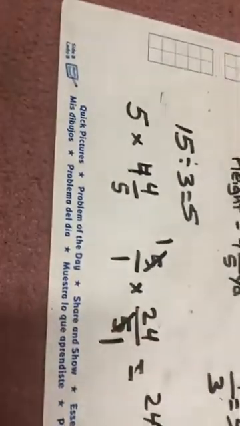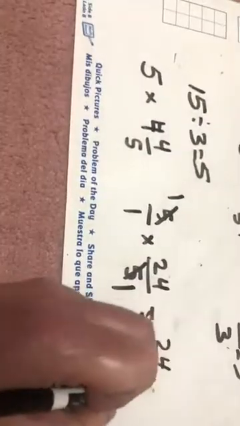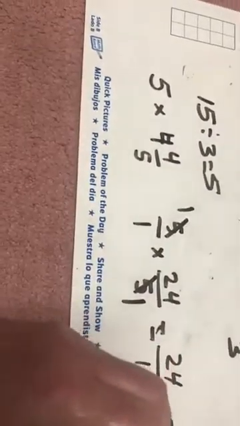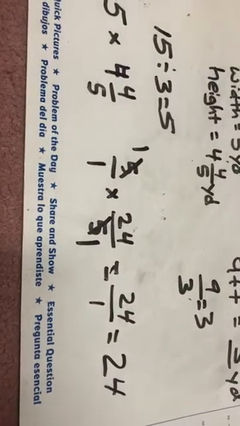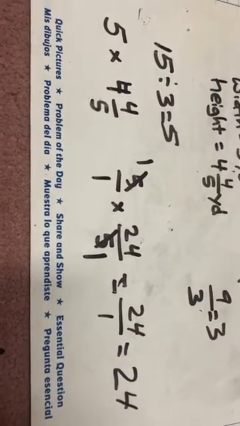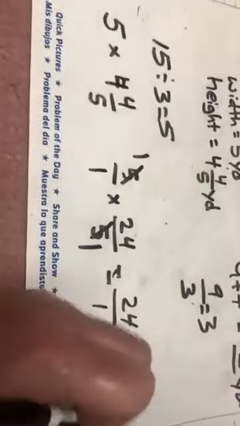Okay? Well, 1 times 24 is 24. 1 times 1 is 1. And 24 divided by 1 equals 24, which means that the volume of this rectangular pyramid is 24 cubic yards.